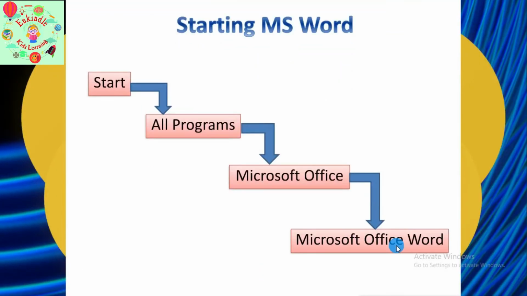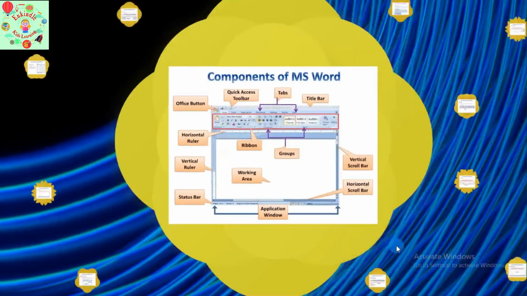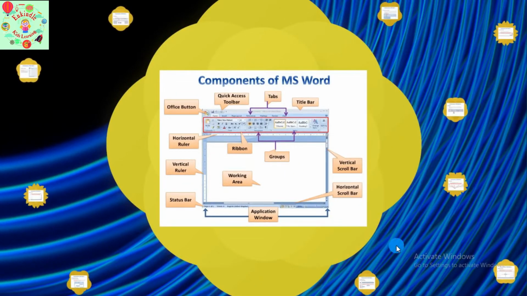Then we saw how to start MS Word. First you will have to click on the Start button, then click on All Programs followed by Microsoft Office, and from there you will have to click on Microsoft Office Word. Then we saw all the components of MS Word.